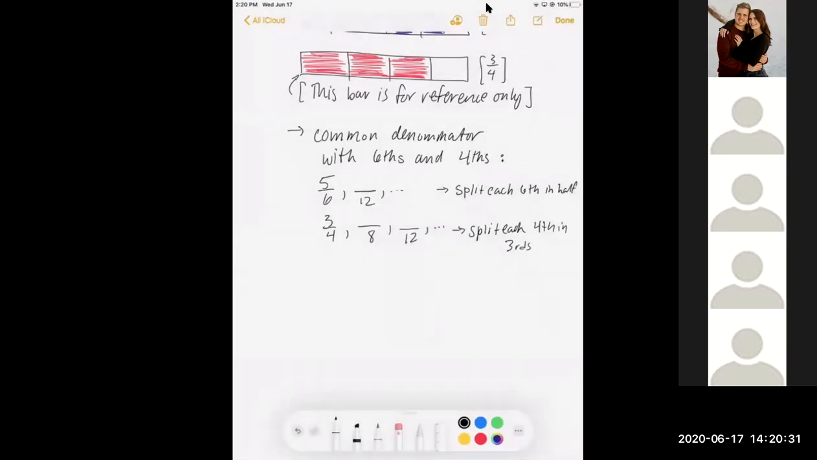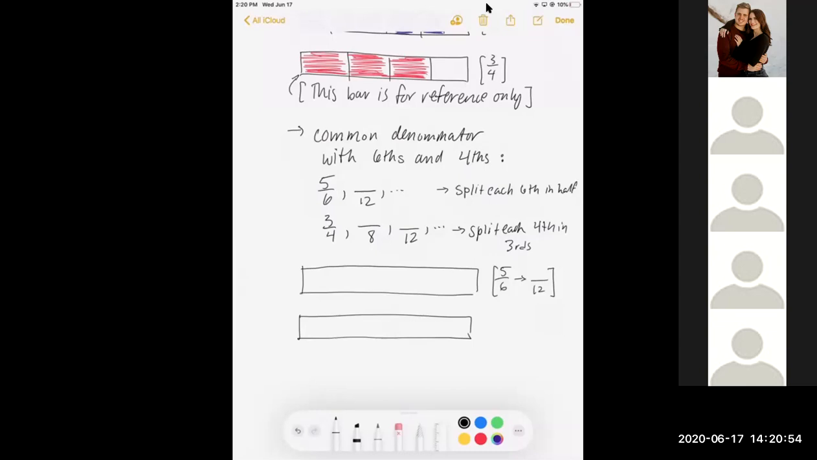And we'll show that with new bars here. So I needed to do my 5/6 here. I needed to go into 12ths. So I'm going to split each 6th in half. So that means each of the 5 parts that are 6ths will be in half, so I'll have 10 of those. And I need to split my 3/4 into 12ths as well. And there'll be 3 of those, so it'll be 9/12.